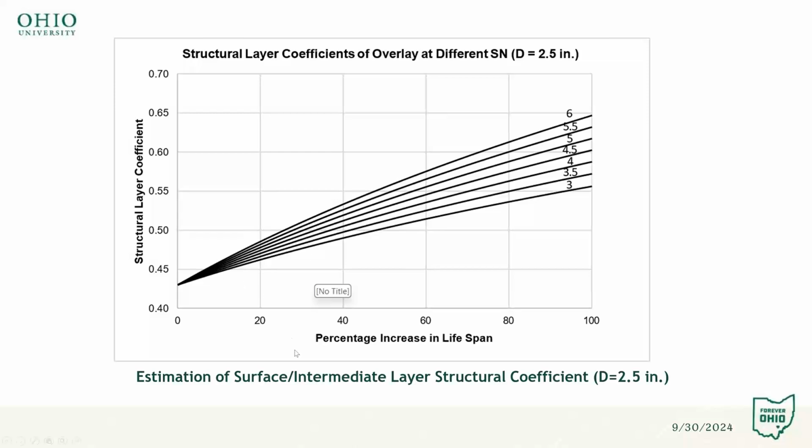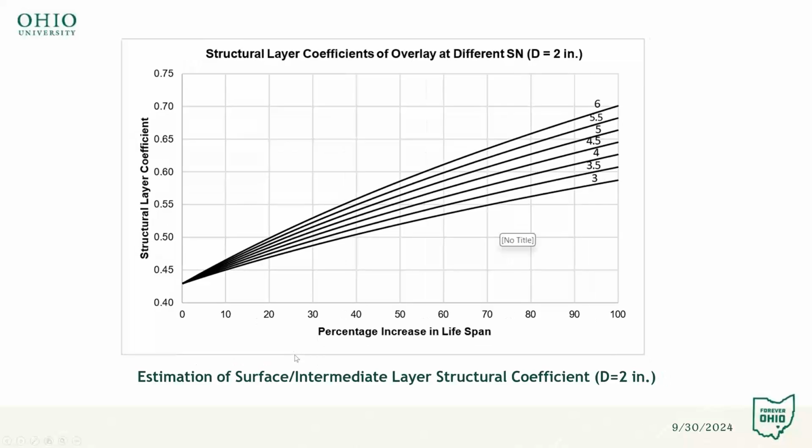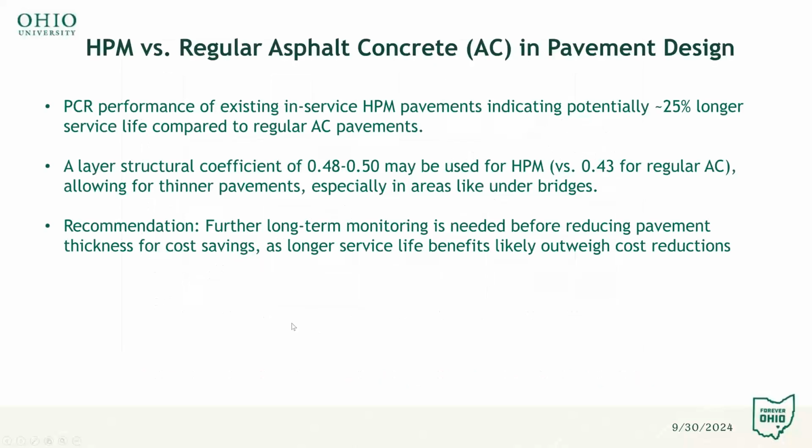Next, please. Yeah, it's even thinner pavement. So in this case, at a thinner pavement, again 25%, you will have a lower structure number as well. So you will also get somewhere in that range of 0.48 to 0.50. Next, please.